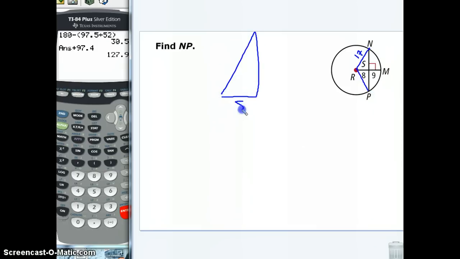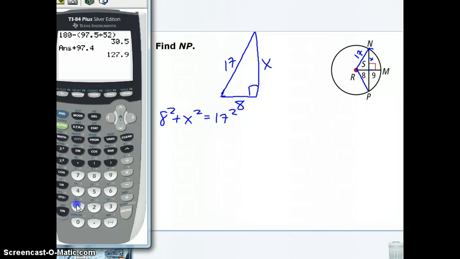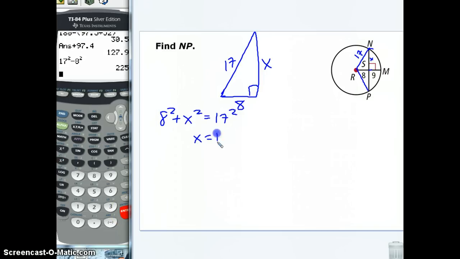So let me show you what we've got here. We've got a right triangle. That's 8, that's 17, and that's a right angle because of that theorem we just learned. Let's call this x, which is this distance right here from here to here. Of course, we're going to use Mr. Pythagoras. 8 squared plus x squared equals 17 squared. So let's do 17 squared minus 8 squared. And indeed, that's 225, which means x is equal to the square root of that, which is 15. So if x is 15, 2x is equal to 30. And the length of NP is equal to 30.